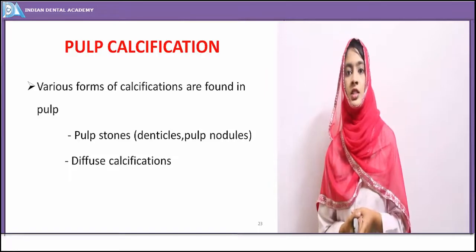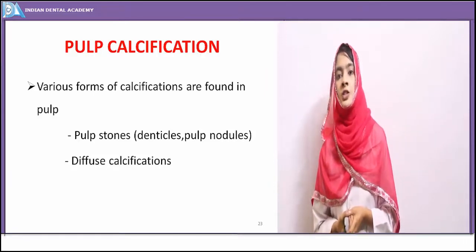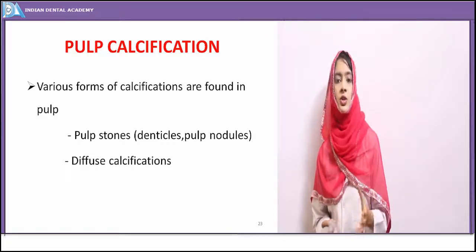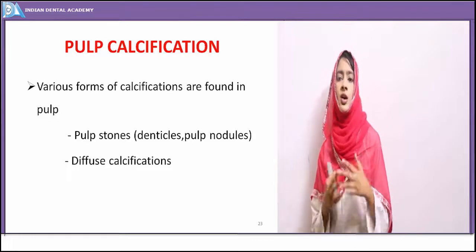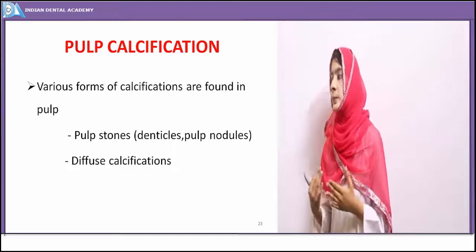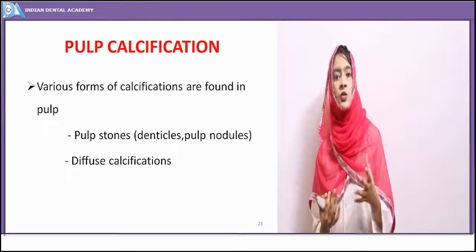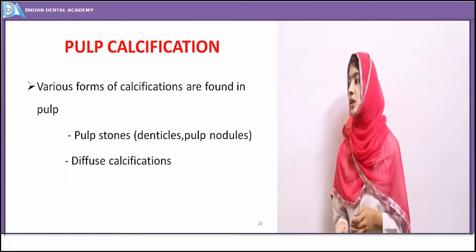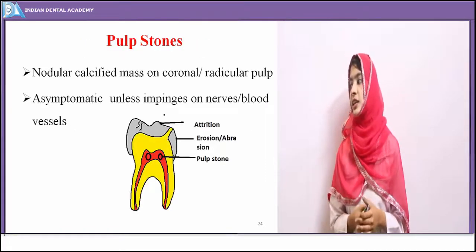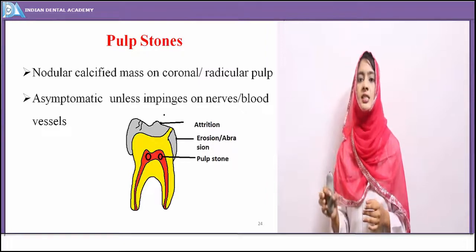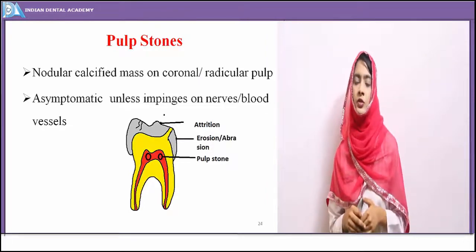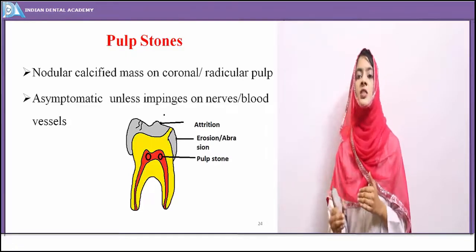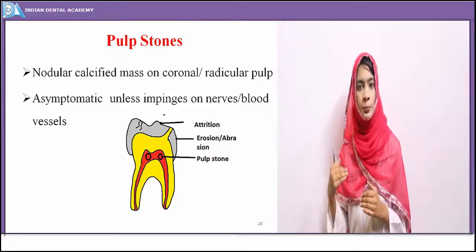So what are the disturbances occurring in pulp? Pulp shows response to trauma in the form of calcification, either the formation of discrete pulp stones or diffuse calcifications. Pulp stones, also called denticles or pulp nodules, are deposits of calcified masses in the pulp chamber or root canal. Mostly pulp stones are seen in the pulp chamber, whereas diffuse calcifications are seen in the root canal.